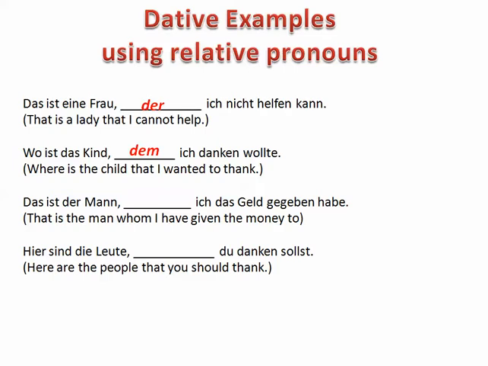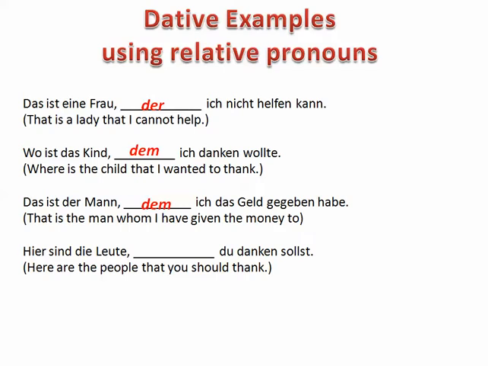Here danken is a dative verb. Here, das ist der Mann, dem ich das Geld gegeben habe, so to whom I have given the money, basically. And you are giving what? The money, which is the direct object, to whom? The man, or to whom, in this case the man, making him the indirect object, therefore dative.